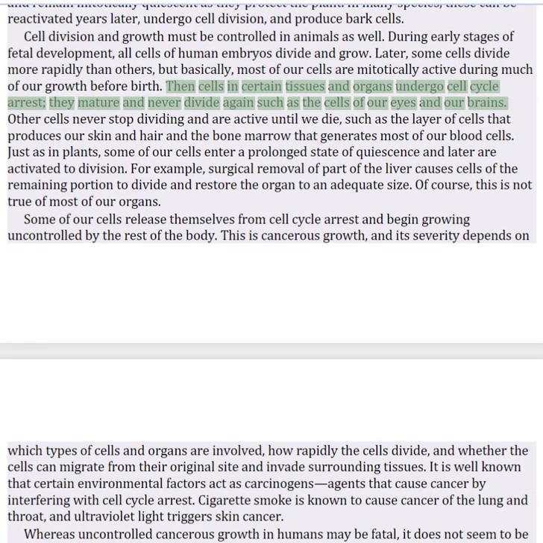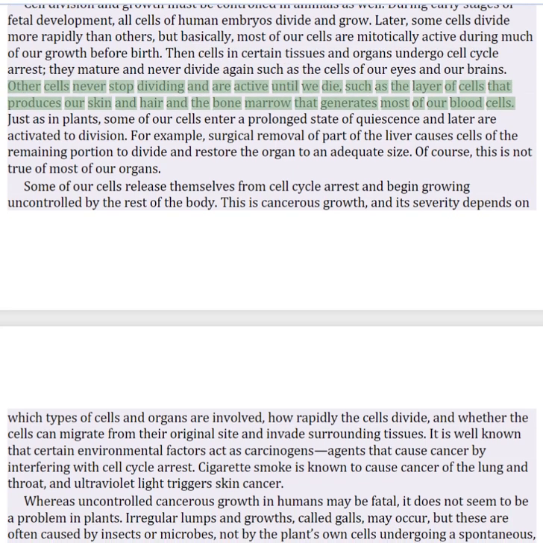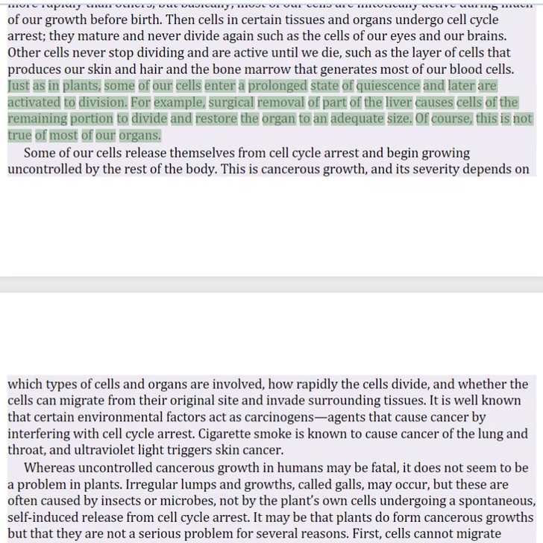Then cells in certain tissues and organs undergo cell cycle arrest. They mature and never divide again, such as the cells of our eyes and our brains. Other cells never stop dividing and are active until we die, such as the layer of cells that produces our skin and hair and the bone marrow that generates most of our blood cells. Just as in plants, some of our cells enter a prolonged state of quiescence and later are activated to division.